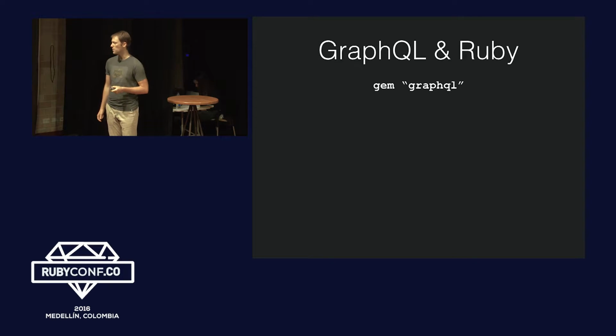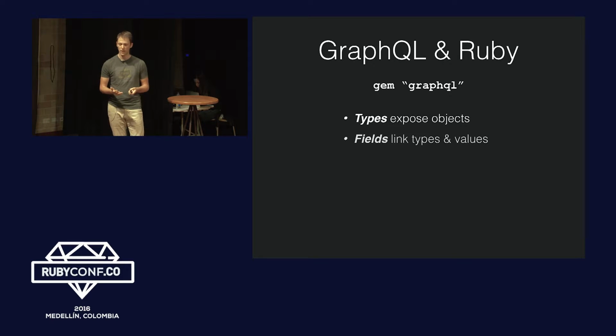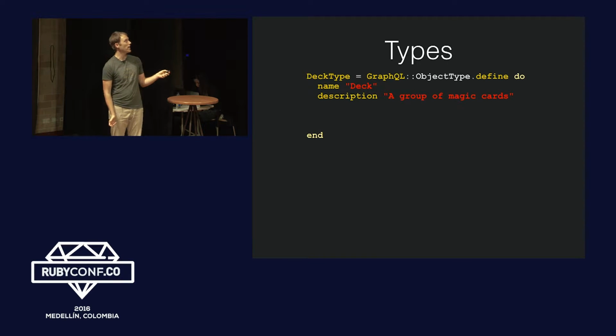OK, next let's talk about how to use GraphQL inside Ruby. There's a gem for that. And I should be honest, I started that gem, so that's why I'm talking about it. A lot of people have contributed since then, but I have to be honest. You can use the gem to build a GraphQL schema. So you can define some types, you can define the fields on those types, and then you can put everything together into a schema.